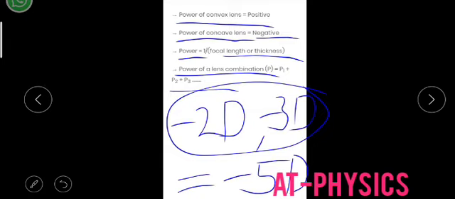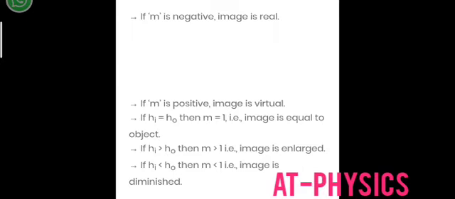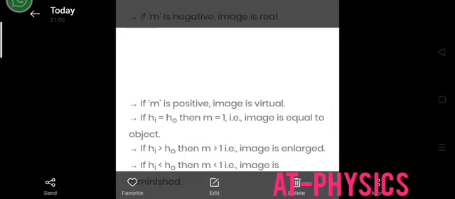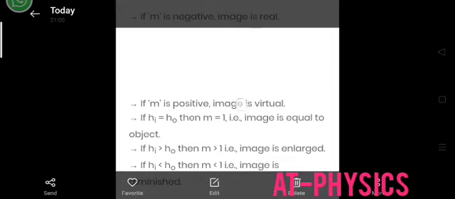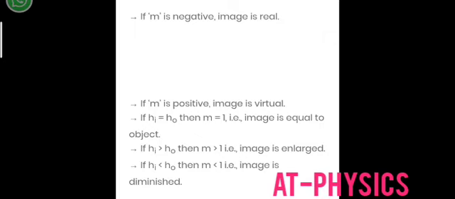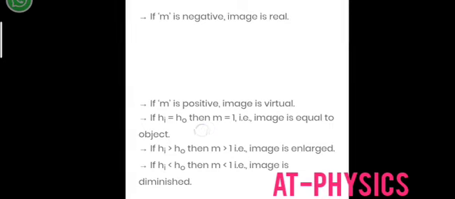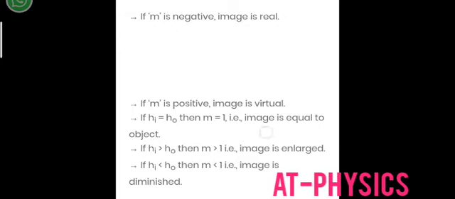And the last one is some note points. So what are the important points? The first one: if M is negative. What is M? M is magnification. When the magnification is negative, the nature of the image is real. If M is positive, the image is virtual. And if M is equal to 1, then the image is equal to the object. When M is greater than 1, the image is large. When M is less than 1, the image is diminished.